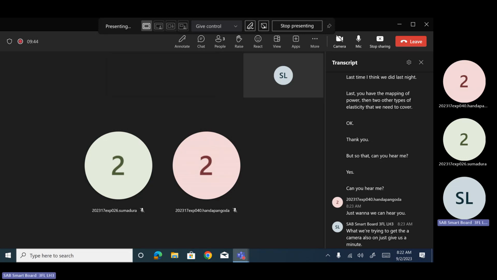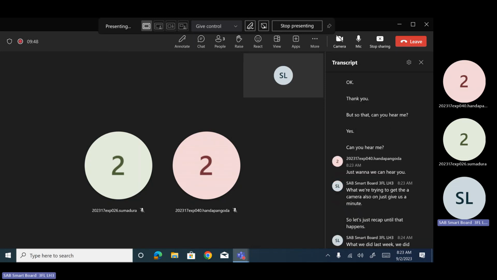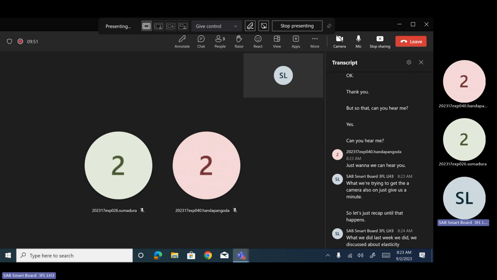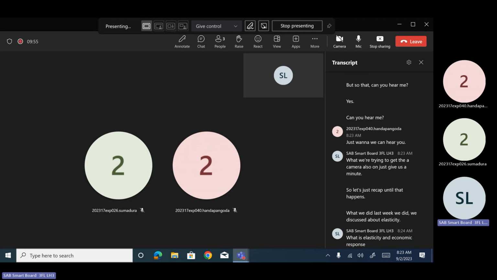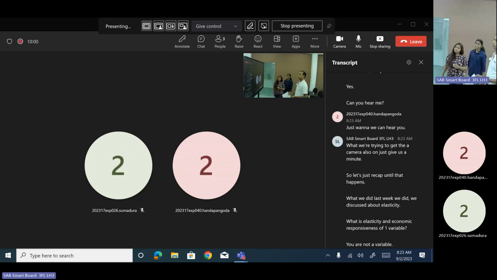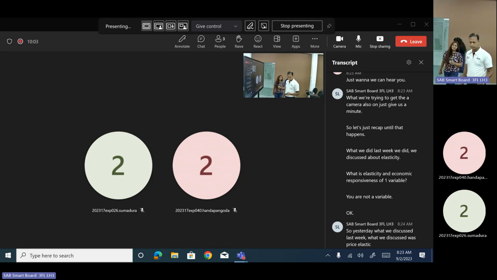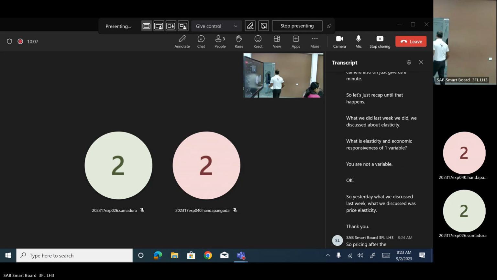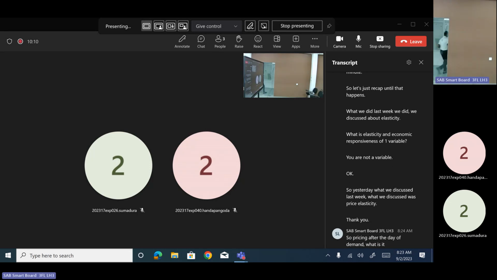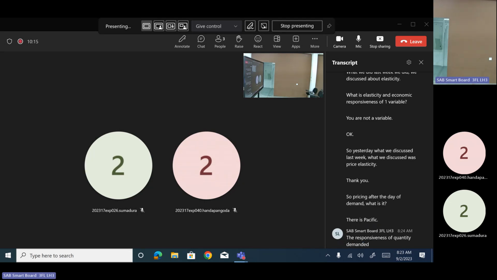So let's just recap until that happens what we did last week. We discussed elasticity. What is elasticity? In economics, responsiveness of one variable to another variable. Last week what we discussed was price elasticity of demand. So price elasticity of demand, what is it? The responsiveness of quantity demanded to a change in price.